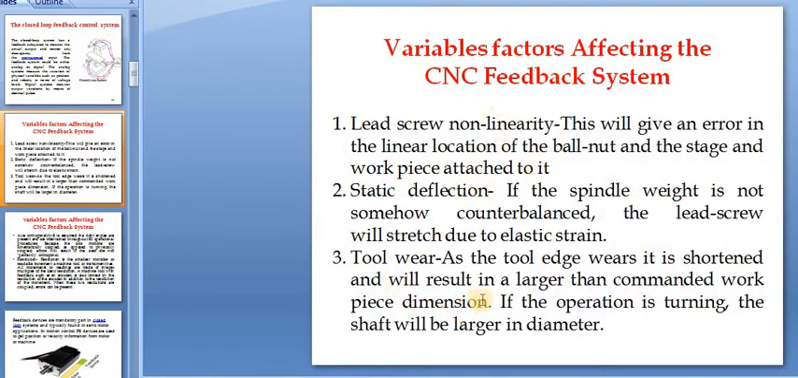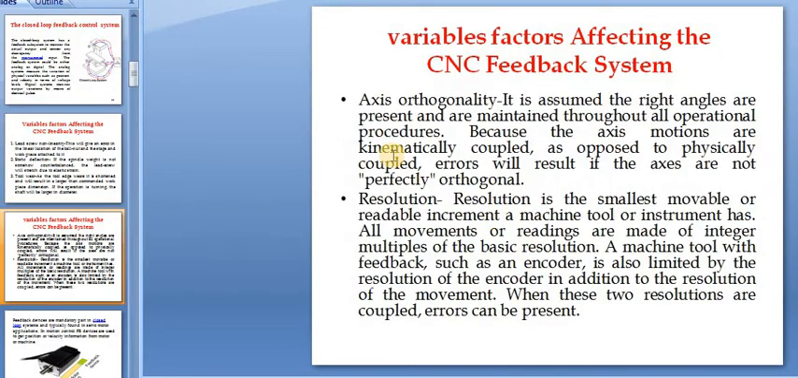Tool wear. As the tool edge wears, it is shortened and it will result in larger than the commanded workpiece dimensions. Suppose we give a depth of 5 mm and due to 0.5 mm of tool wear, it will actually go up to 5.5 mm or 4.5 mm. So tool wear affects. If the operation is turning, the shaft will be larger in diameter.